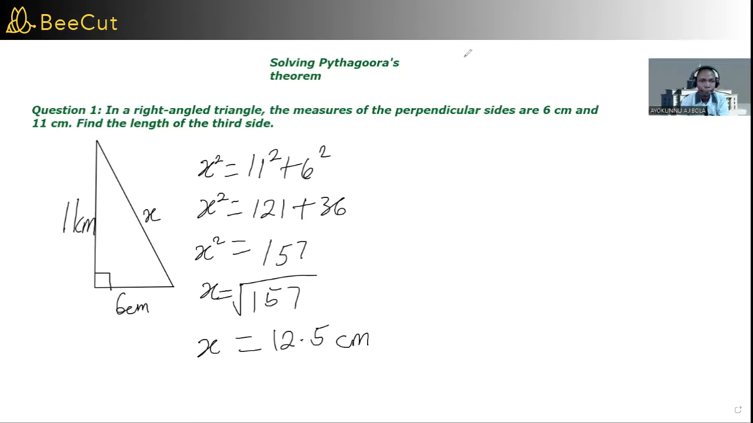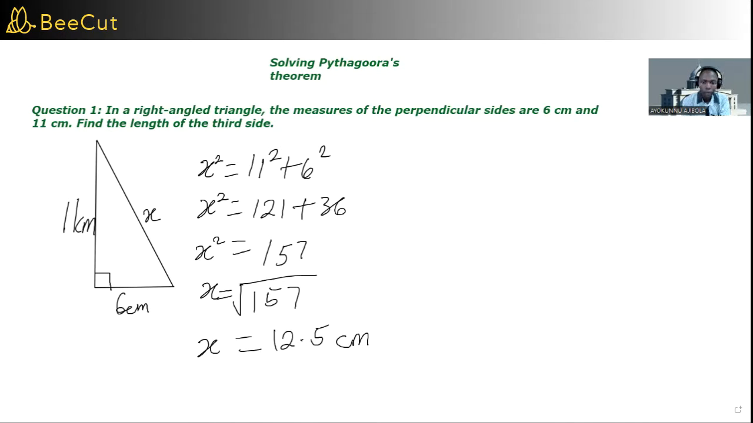Then 11 squared, 6 squared. 11 squared is 121, 6 squared is 36. When you add together, you have 157. Then you find the square root. So we're going to look at the next question now.